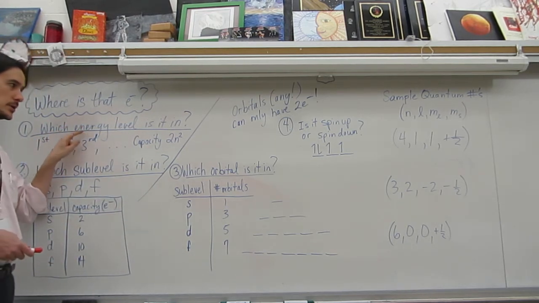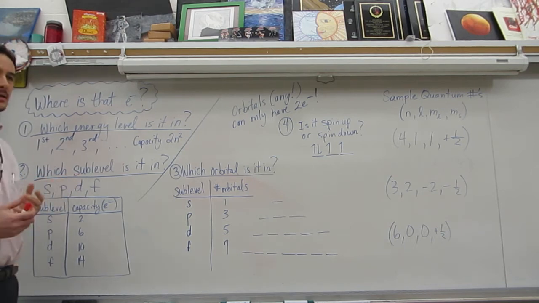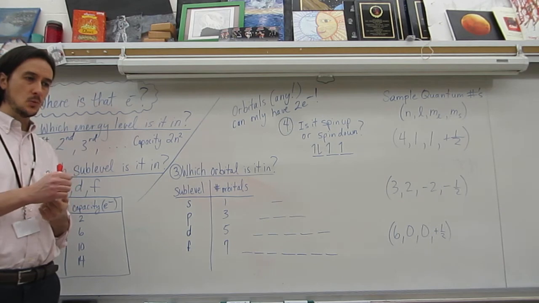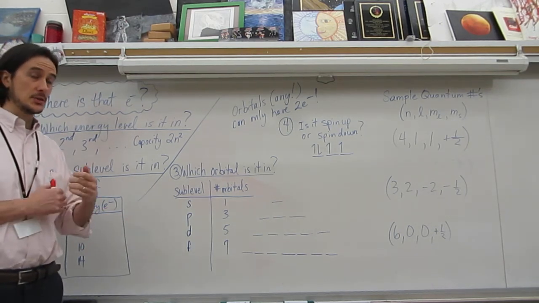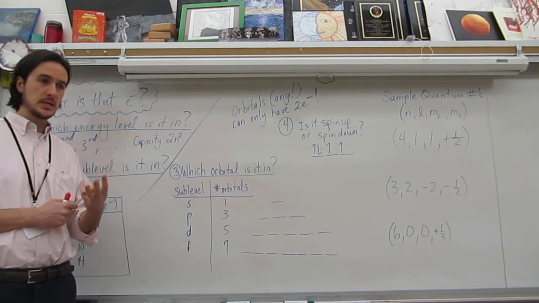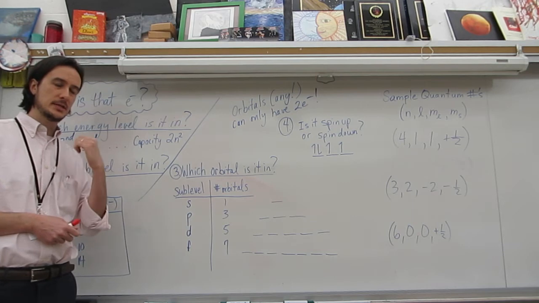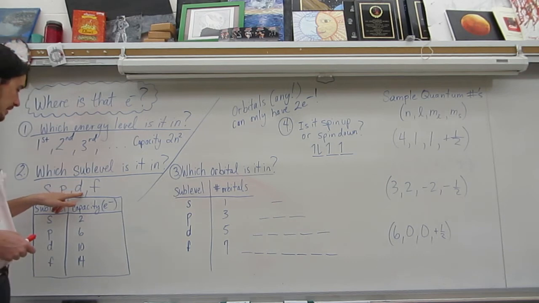So that's the first question: what energy level is it in? Second question, what sublevel is it in? If you've got something that's in the second energy level, it might be in one of 2 different sublevels. If it's in the third energy level, there are 3 different sublevels. The fourth energy level has 4, the fifth energy level has 5, and so on. But we only talk about 4 of the sublevels. That's S, P, D, and F.